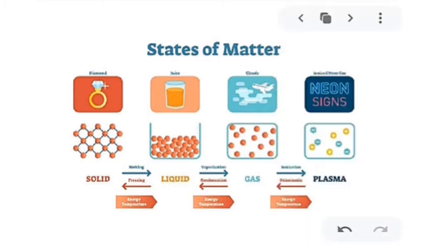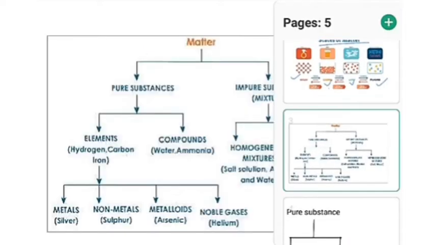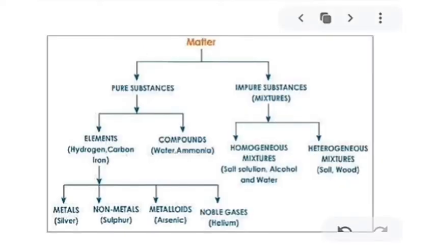So let's recap once what we covered in the last video. It was about the states of matter. There are three states of matter: solid, liquid and gas, and another one we added was the plasma state. We also studied what its transformations are called. Now in today's video, the main portion is the classification of matter.